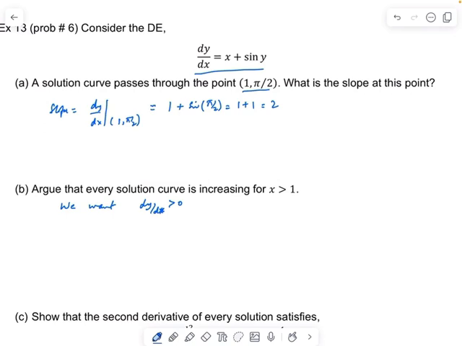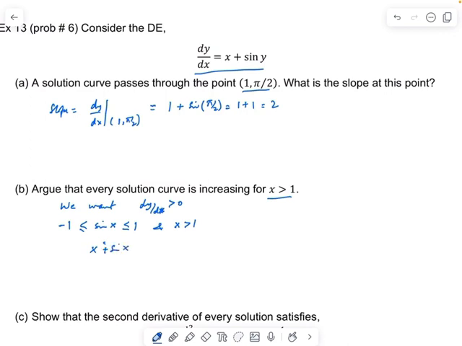Then y will be increasing. But note here that we know that -1 is less than or equal to sine x, which is less than or equal to 1. So sine x lies between these two quantities, and x is greater than 1, because that is the condition we are looking for. So when we have this situation, what can you say about x plus sine x? So x is greater than 1, right? So x plus sine x.